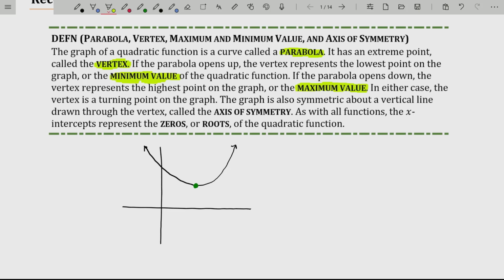Although, to be honest with you, that's not something I hold my students to knowing, but it is true that it is a turning point on the graph.